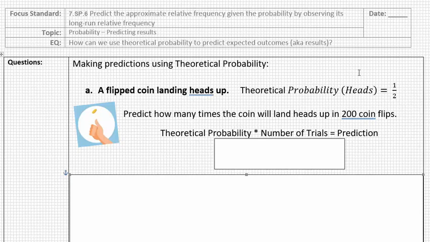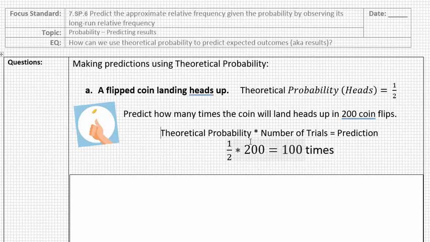Go ahead and think about that. If the theoretical probability for landing heads is 1/2, and we want to make a prediction for 200 trials, what would be an accurate prediction? Let's compare. We take 1/2 and multiply it by 200. Half of 200 is 100. So our prediction, based on the theoretical probability of 200 coin flips, is that 100 of those times it would land heads up.